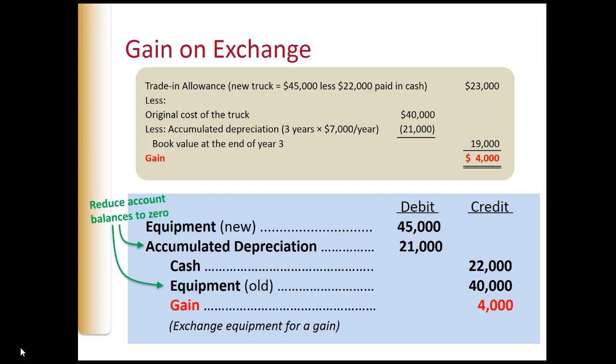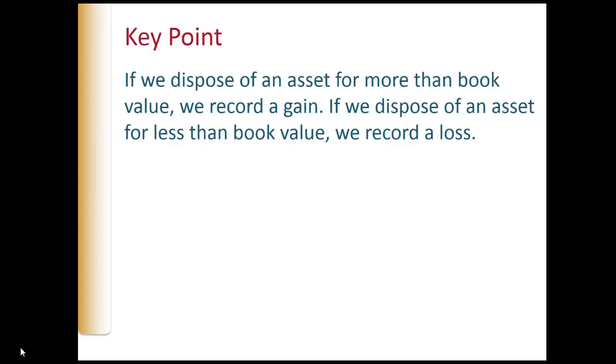We would show the new equipment as a debit, zero out the old equipment and its corresponding accumulated depreciation, credit the cash, and show the exchange of equipment for a gain. If we dispose of an asset for more than book value, we record a gain. If we dispose of an asset for less than book value, we record a loss.